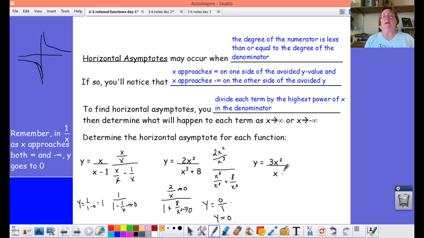Very good. The next one I'd like you to consider would ask you if this one has a horizontal asymptote, and you will check and say the degree of the numerator is not less. No horizontal asymptote here. So this was the trick question.